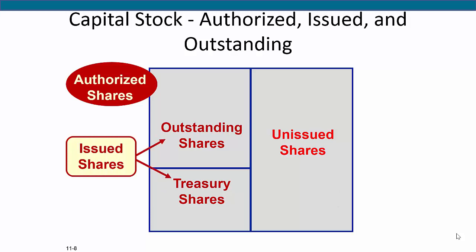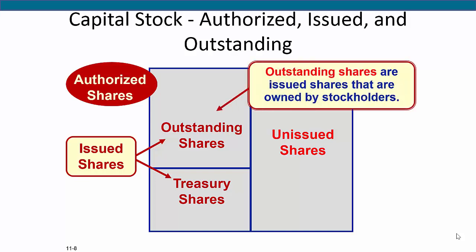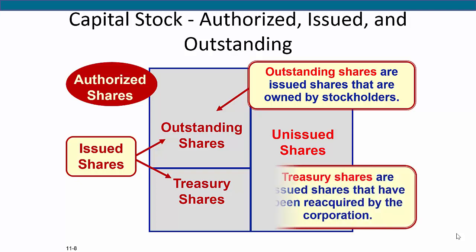Issued shares can further be classified as either outstanding shares or treasury shares. Once sold, a share will always be issued, but it might not be outstanding. Outstanding shares are shares that are currently owned by shareholders. And finally, treasury shares are shares that were once owned by stockholders, but the corporation repurchased the shares in the stock market. Now the corporation is the owner of those shares. And treasury shares reduce total stockholders' equity. They're a contra equity account.